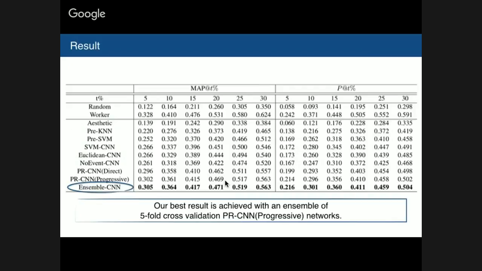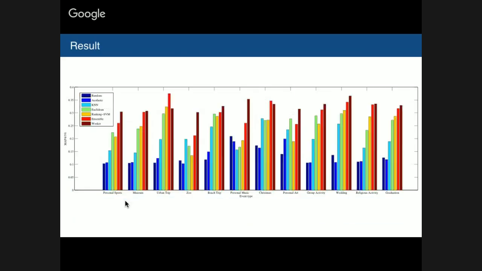And finally, our best result is achieved with an ensemble of 5-fold cross-validation networks. So that's based on the progressive learning, but it's the ensemble of 5 different networks. This is our best result.